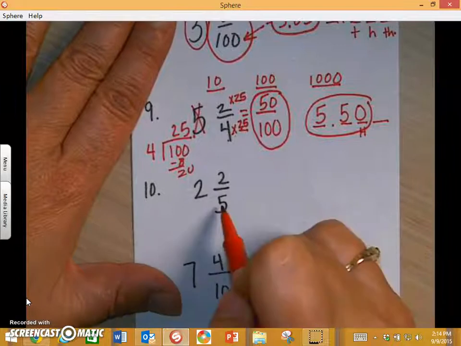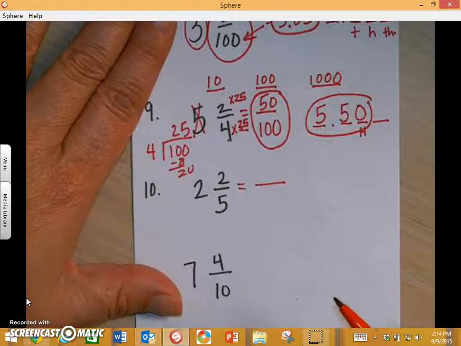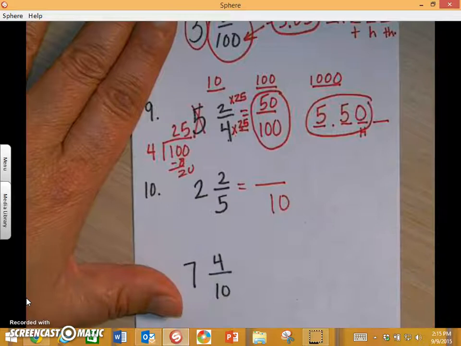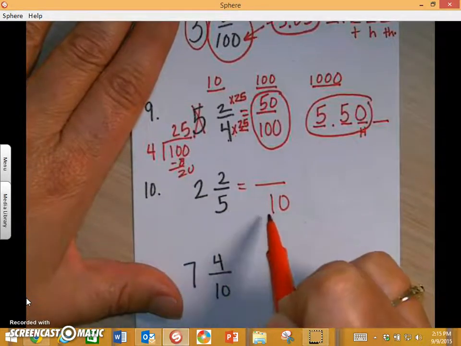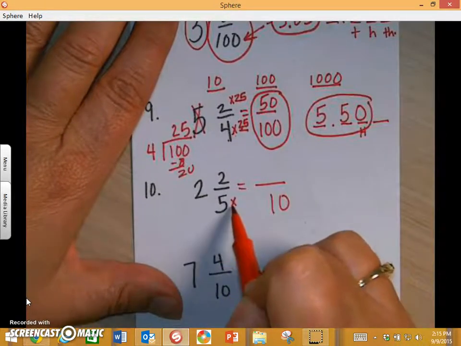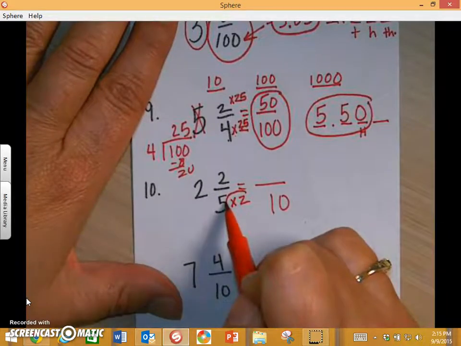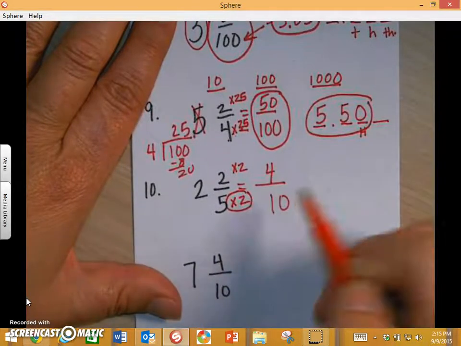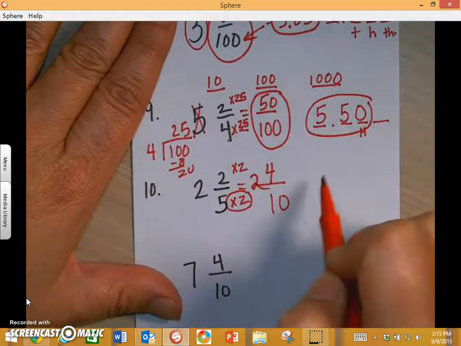Look at this one here. Again, it is not out of 10, 100, or 1,000, but I can easily make a 5 into a 10. So I'm going to choose 10 as my denominator for this one. But how did I go from a 5 to a 10? I had to do a math problem. Well, what did I multiply 5 by to get 10? 2. Whatever I do to the bottom, I have to do to the top. Look at that. 4 tenths. It's not just 4 tenths, though. It's 2 and 4 tenths.